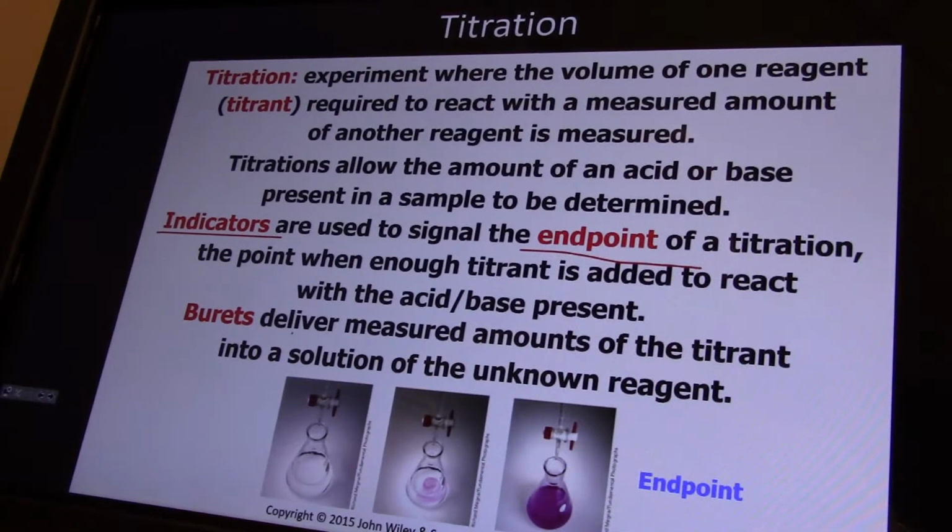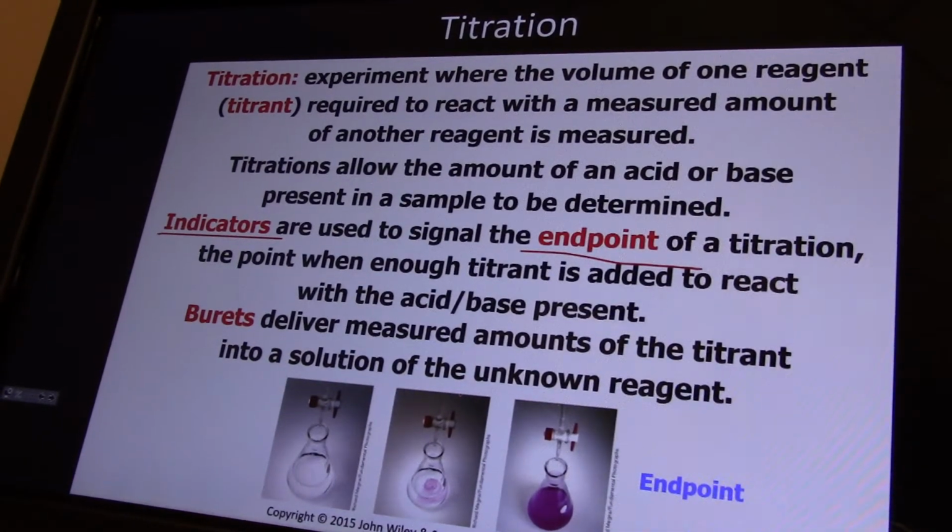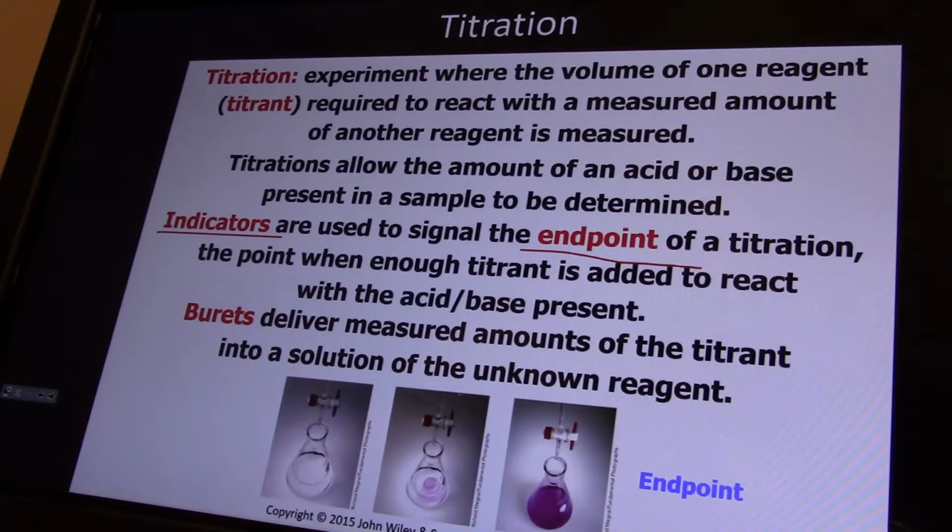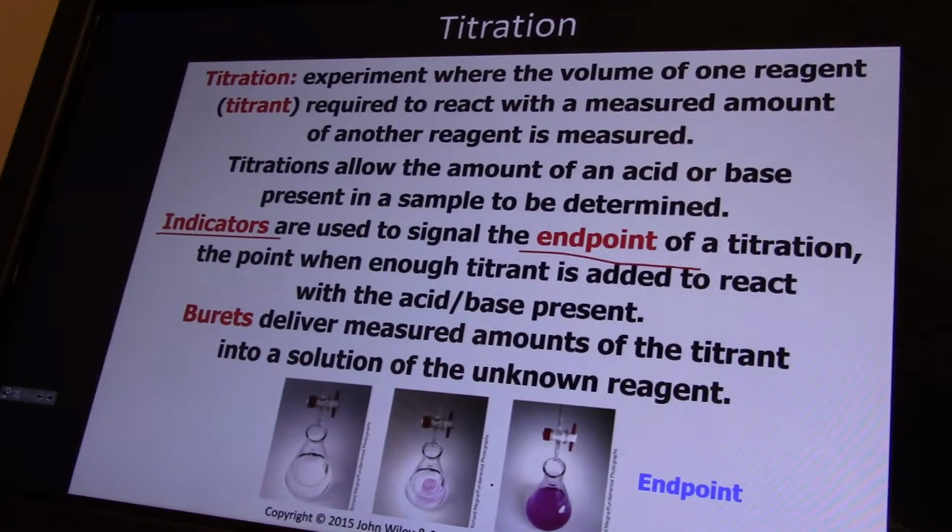You could also use a pH meter. It's a probe you put in, and then there's a readout of what your pH is. You could watch it that way too. It's just useful to have a visual indicator.